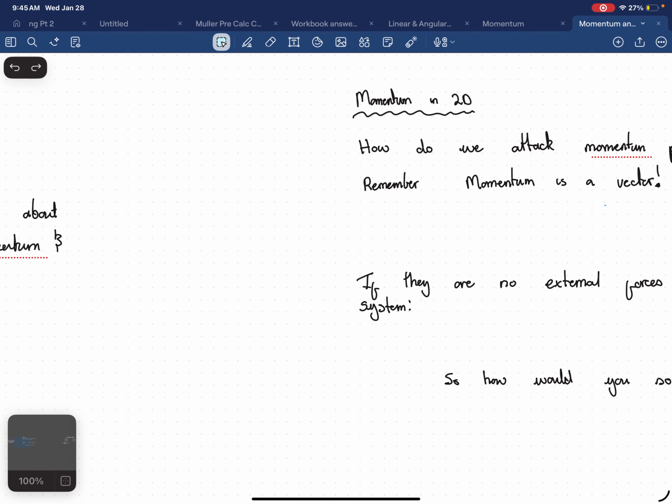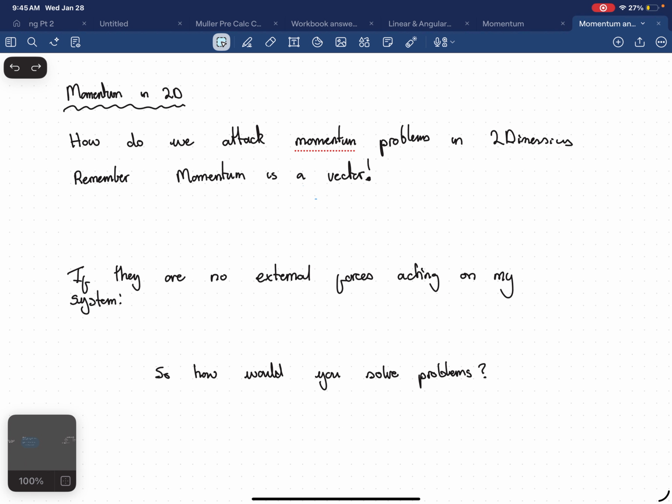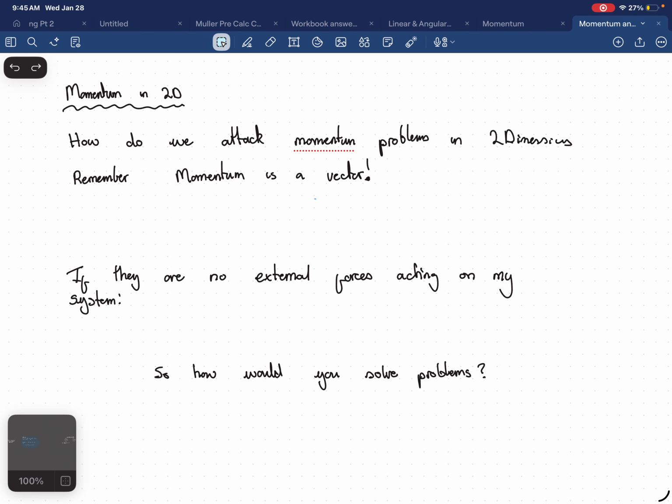But anyway, momentum in two dimensions. We've done a lot of problems with momentum in one dimension, but momentum can be in two dimensions. This happens when at least one of the two objects is coming at an angle to collide with another object. So we can look at a momentum vector in two dimensions by decomposing it.